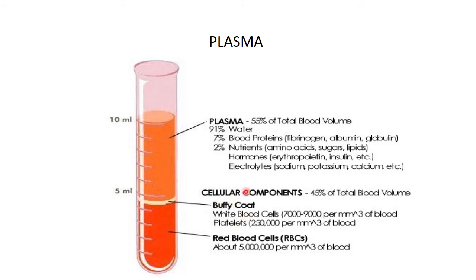In the serum condition you will find no buffy coat. You will find it only in the plasma separation. The supernatant plasma is 55% of the total volume. Out of this, 92% is water, 7% is protein, fibrinogen, albumin, globulin, and 2% is amino acids, sugar, and lipids, erythropoietin, insulin, hormones, sodium, potassium, and calcium.